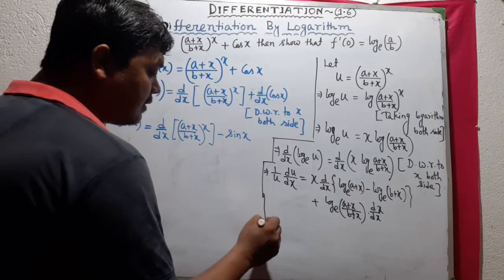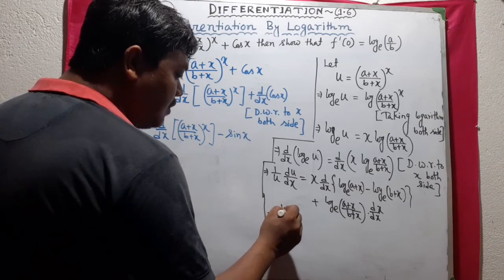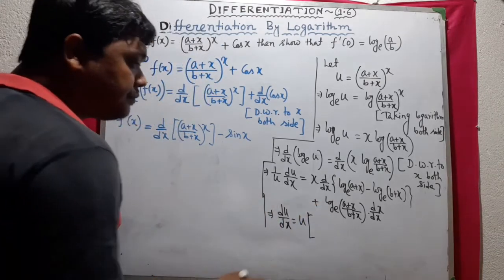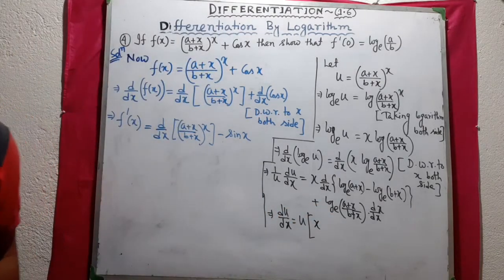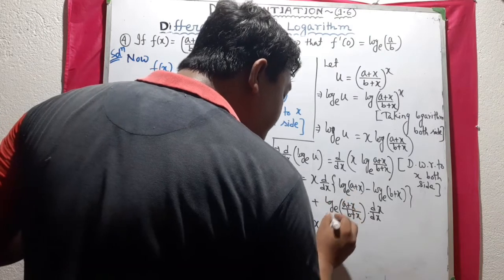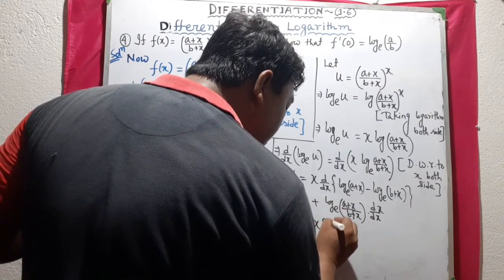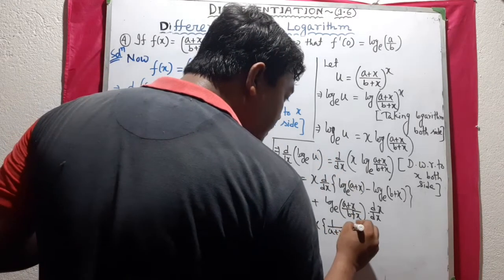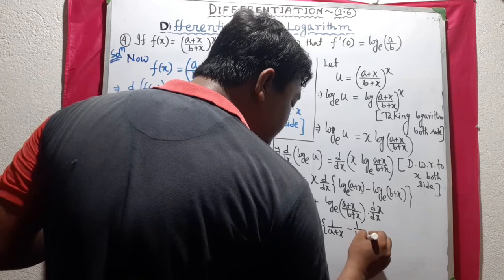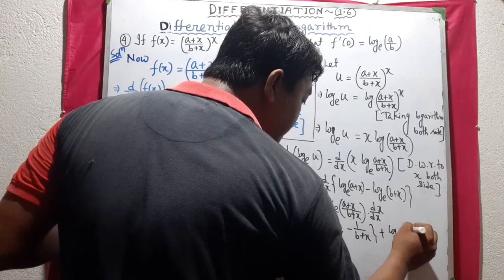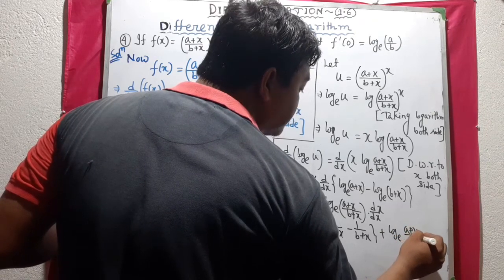Okay, so du/dx equals u into x, d/dx of log (a plus x) gives 1 by a plus x. b plus x এর ডেরিভেটিভ করলে that is 1 minus 1 by b plus x, plus log base e (a plus x by b plus x).